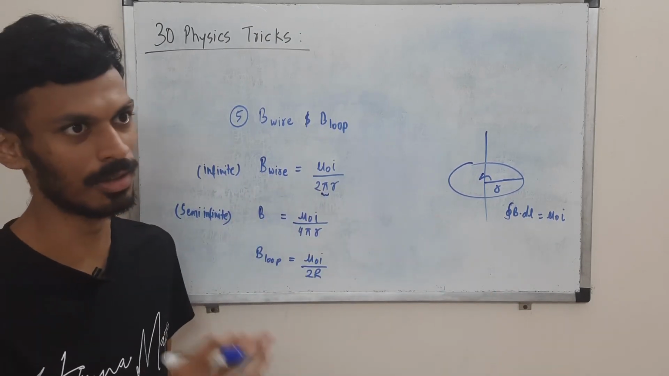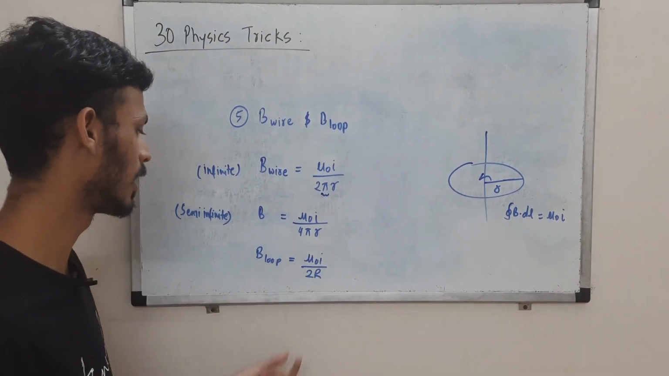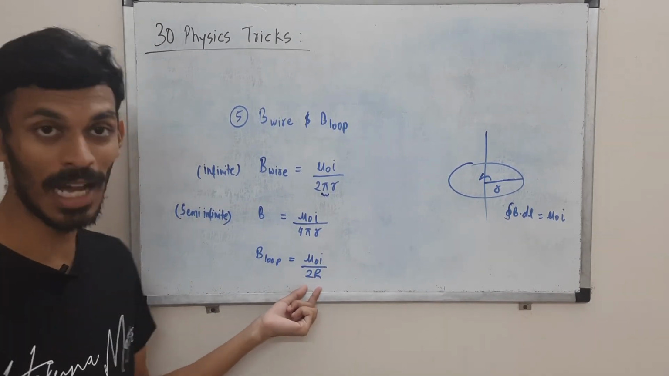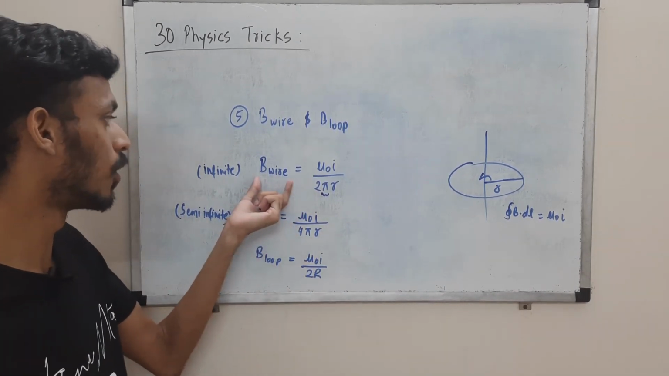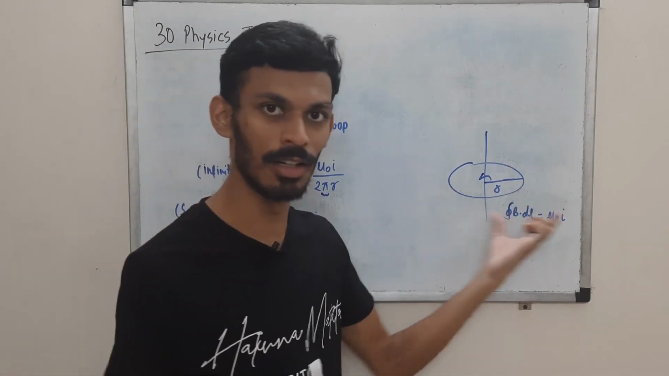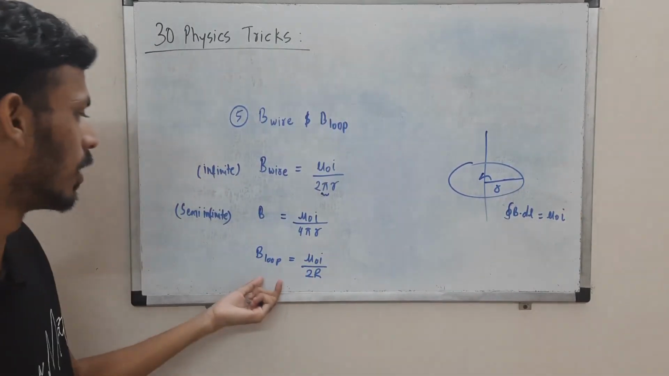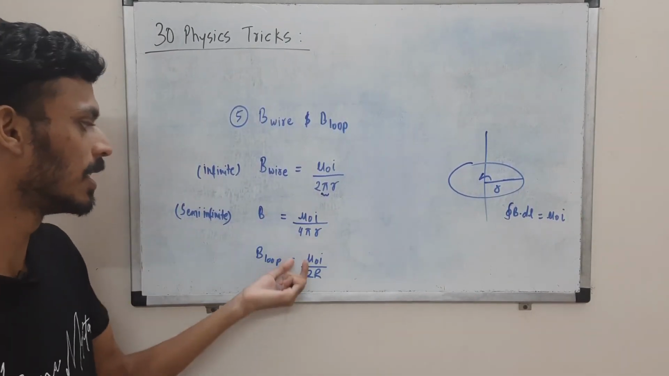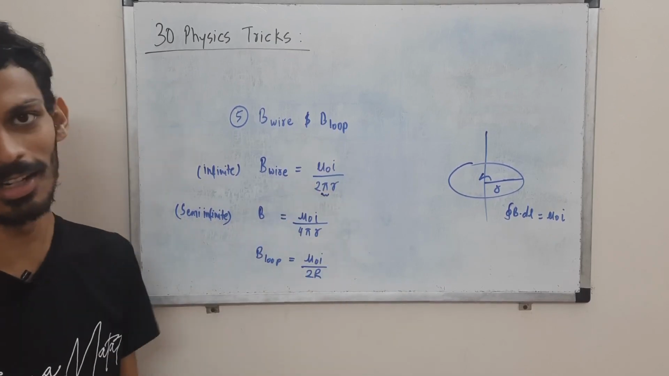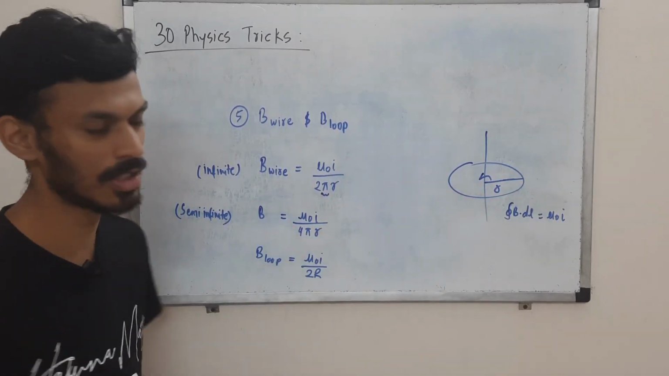Then you find it at the center, right? Putting x equal to 0. But anyway, there is no pi for a loop. You can remember that for a wire there is a pi because we use the Amperian loop, and for a loop there is no pi. So it's basically mu 0 I upon 2r, where r is the radius. Here r is the perpendicular distance from the wire.